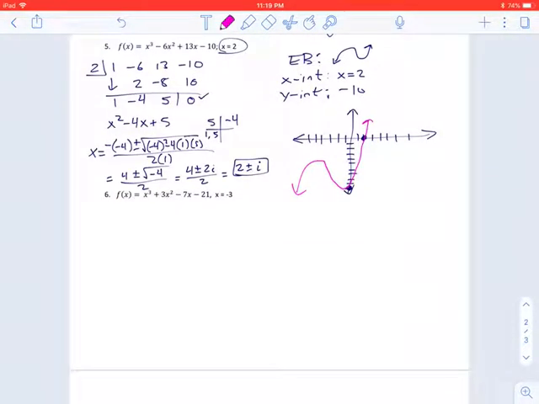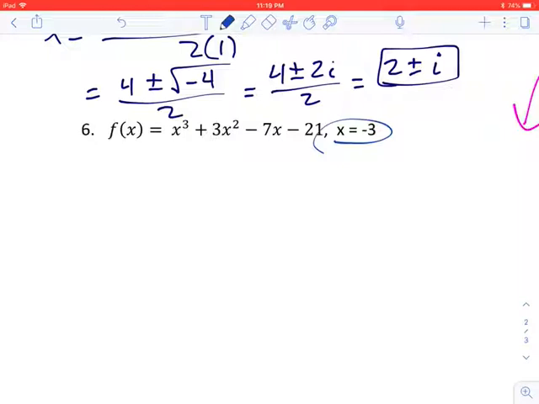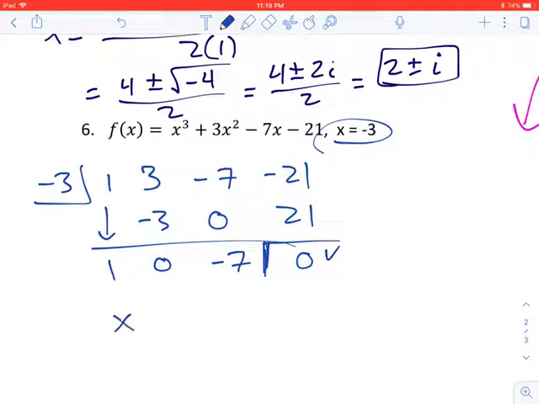Okay? So last one. We've got -3 for the 0. So 1 plus, 1, +3, -7, -21. Bring down the leading coefficient, that's -3. That's 0. That's 0. -7. That's +21, which is 0. Good. So x squared minus 7.